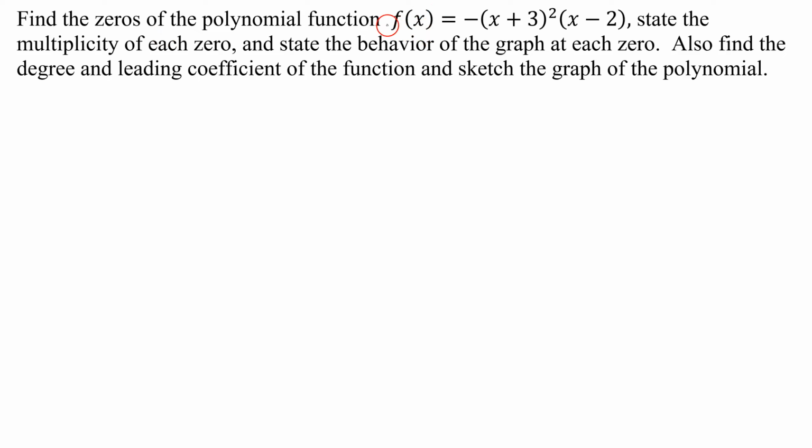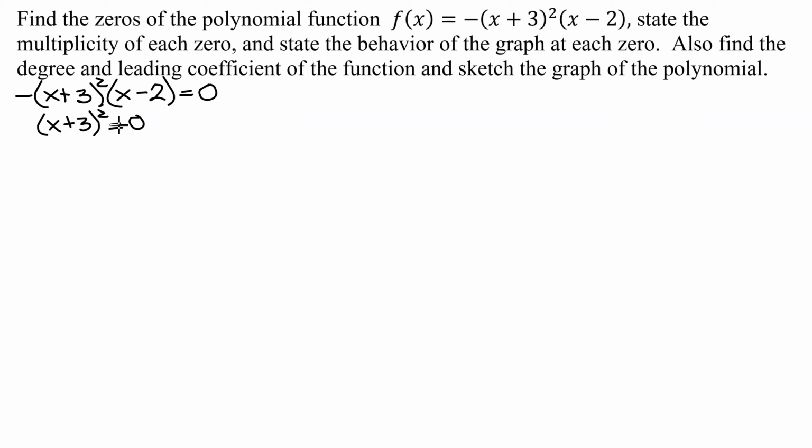We set the function f of x equal to 0, so I'm going to set this whole expression equal to 0. So I have negative times the quantity x plus 3 all squared times x minus 2 equals 0. And now, using the zero factor property, you have a bunch of things multiplied together equal 0. Set each of them equal to 0. Remember, this negative means I have a negative 1 in front, but negative 1 cannot equal 0. So I'm just going to have x plus 3 squared equals 0.